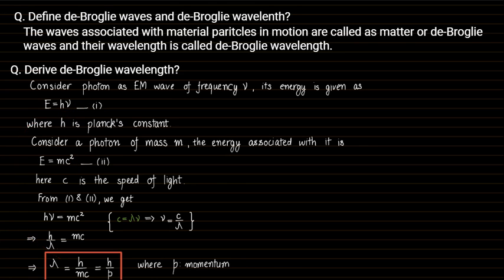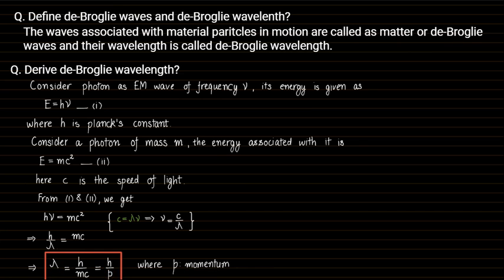Now why is this expression very important? Look at this term wavelength. Wavelength is generally associated with waves, whereas this p is the momentum. Momentum is associated with particles. Any particle will have a momentum. Therefore, this de Broglie wave equation gives us a relation between the wavelength and the particle.